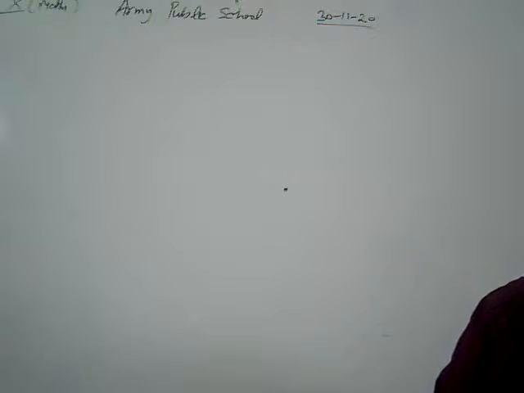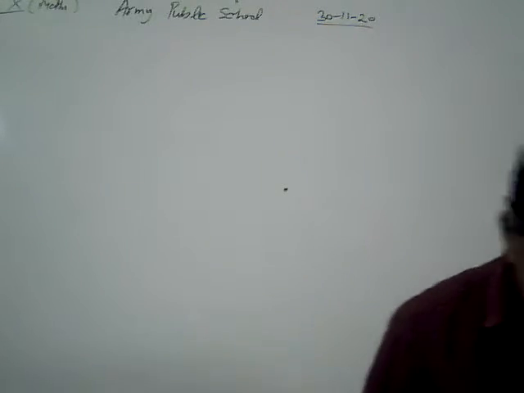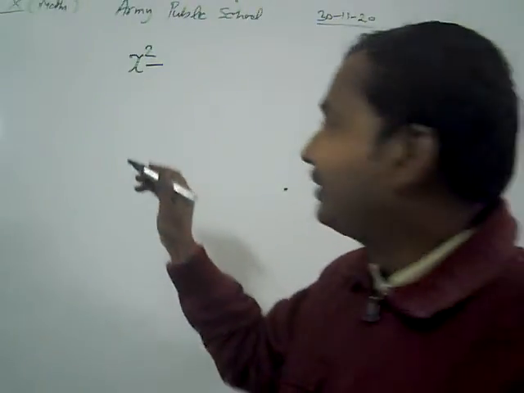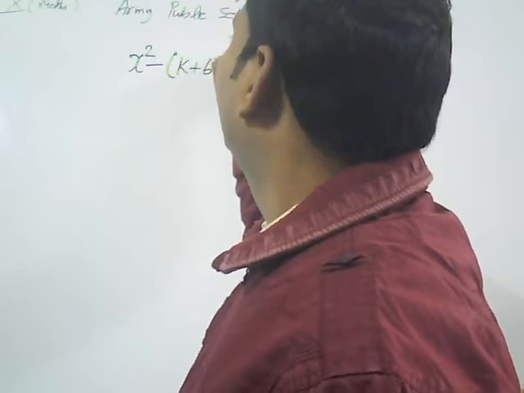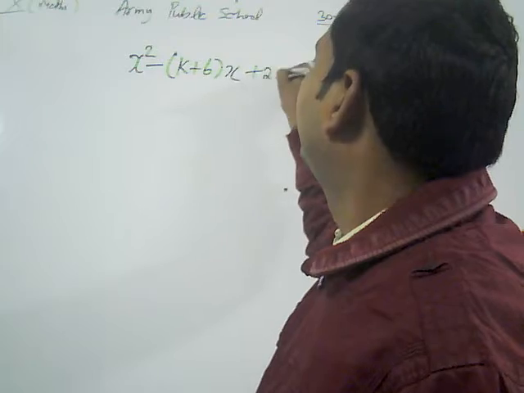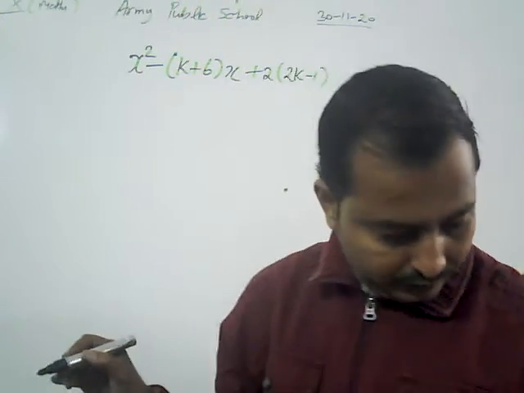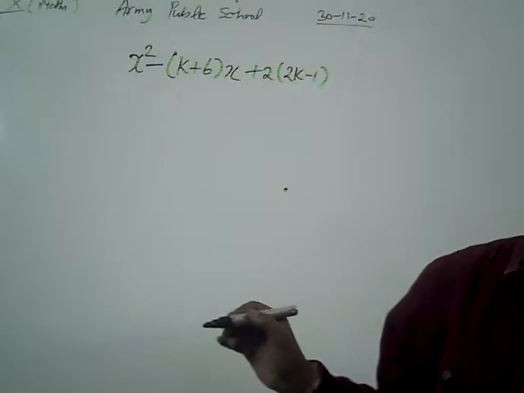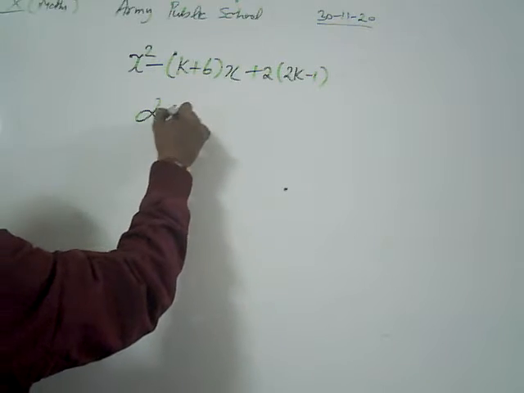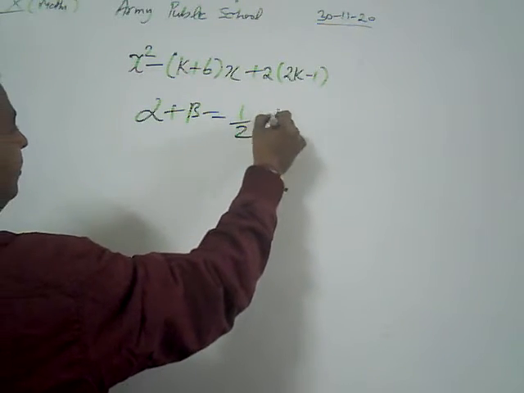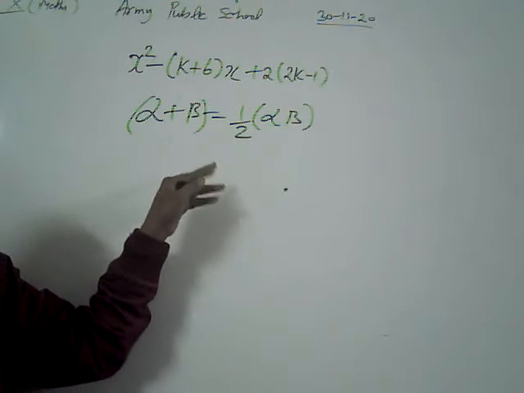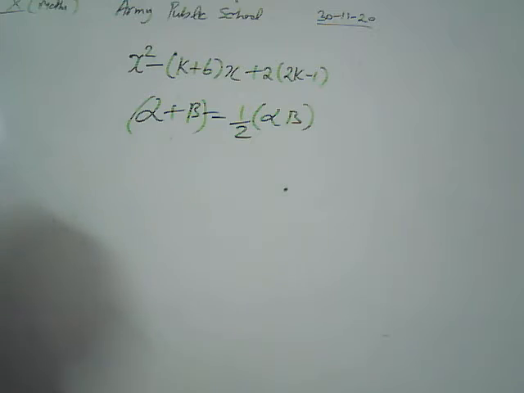Find the value of k such that the polynomial x² - (k + 6)x + 2(2k - 1) has sum of zeros equal to half of their product. Sum of zeros is equal to half of their product. We take the zeros as alpha and beta, and it is given that the sum of zeros is equal to half of their product.